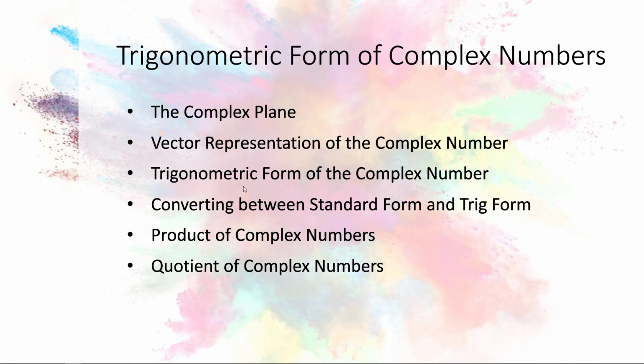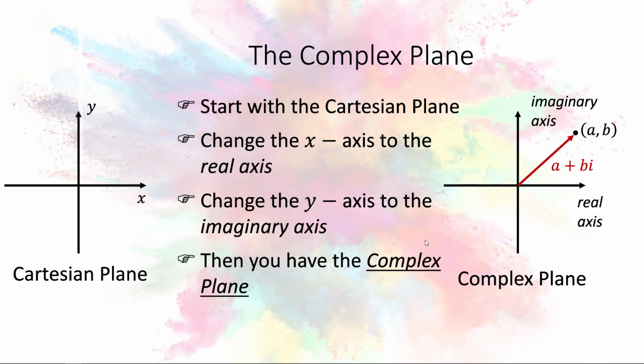Then we will introduce the trigonometric form of a complex number, talk about how to convert between standard form and trig form, and then show how we can use the trig form to compute the product and quotient of complex numbers, which actually makes this operation a lot easier when it is in trig form. Okay, so what is the complex plane?